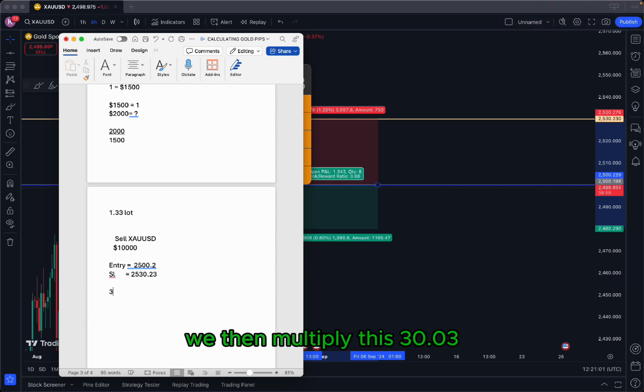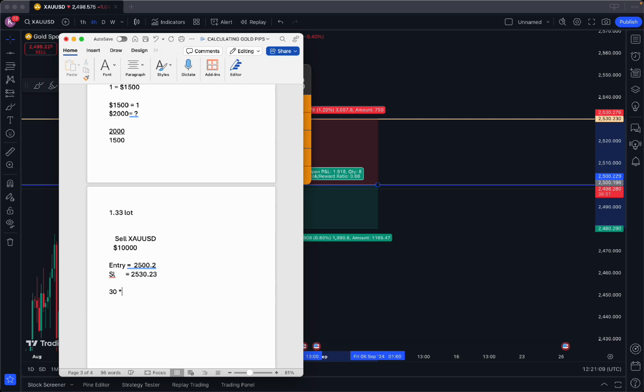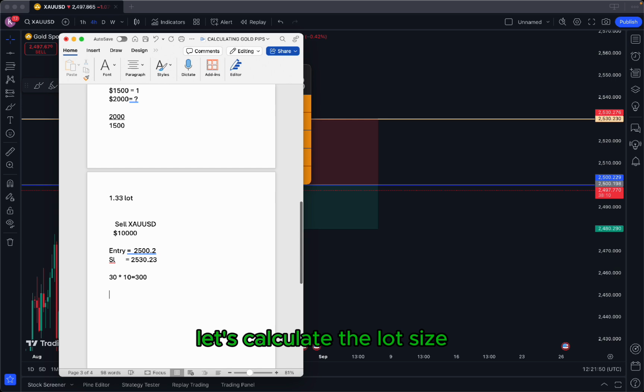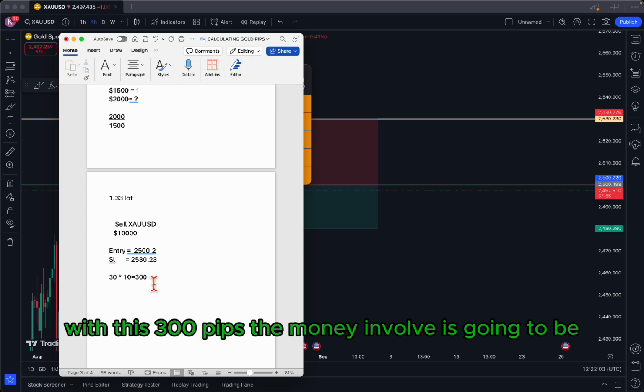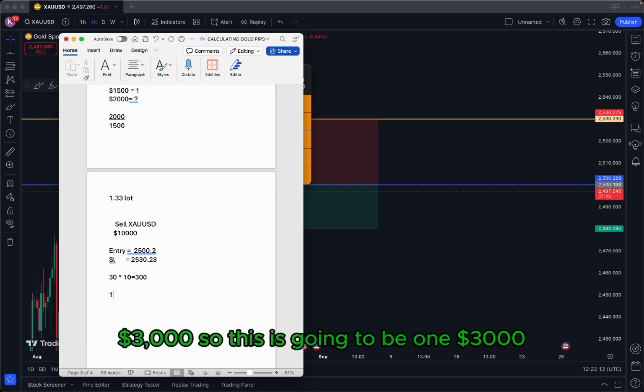We then multiply this 30.03, that is $30, by 10 to get the number of pips movement. 30 times 10. This is going to give us 300 pips. Now that you know the number of pips movement, let's calculate the lot size. With this 300 pips, by entering one standard lot, the money involved is going to be $3,000.